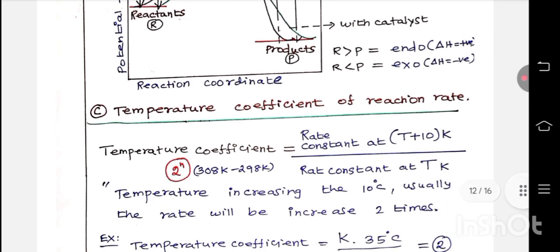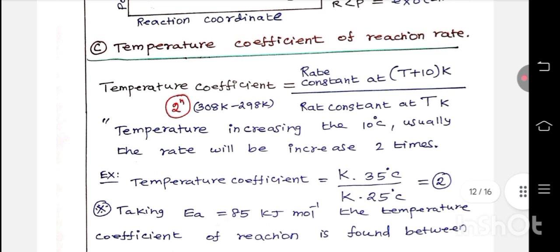Third, temperature coefficient of the reaction rate. The temperature coefficient equal to rate constant at temperature plus 10 Kelvin divided by rate constant at temperature. General formula 2 power n. When the temperature is increased by 10 degrees, usually the rate constant will be 2 times.